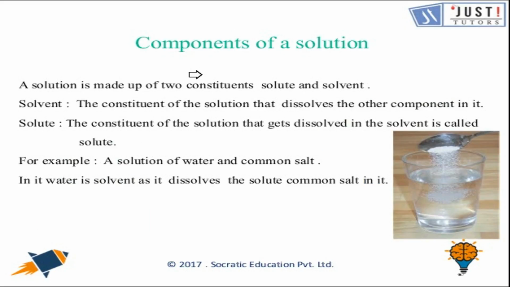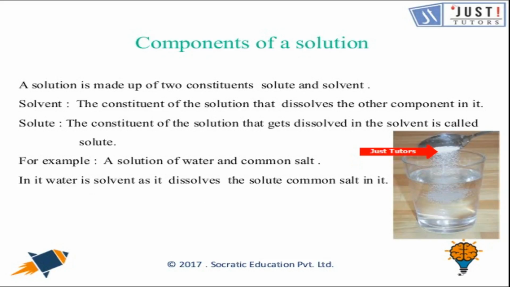Now, components of solution. A solution is made up of two things. One is solvent and the other is solute. Solute is the constituent which gets dissolved in the solvent. Normally it is in less quantity. So if we take the example of a salt solution, this salt is the solute. It is in less quantity. But solvent is the constituent in which the solute gets dissolved. And normally it is in bigger quantity. So here water is the solvent.